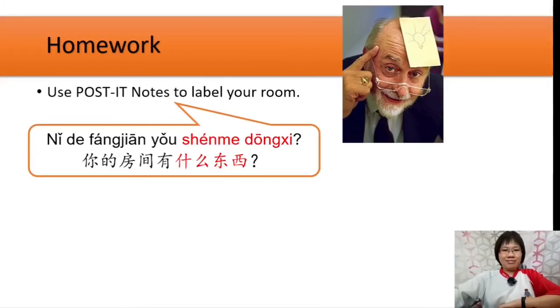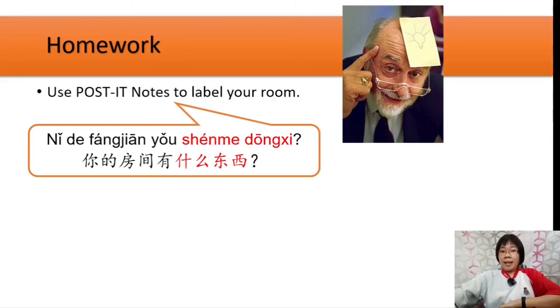Finally, homework. You need to use post-it notes to label your room. 你的房间有什么东西？What do you have in your room? Awak punya bilik ada barang apa? Yes, I want you to use a post-it note to tap on the objects in your room and label them. Trust me, according to some research, this is one of the best ways to learn, especially a foreign language. Of course, you will have books in your room. Label it. Of course, you will have a bed in your room. Label it.